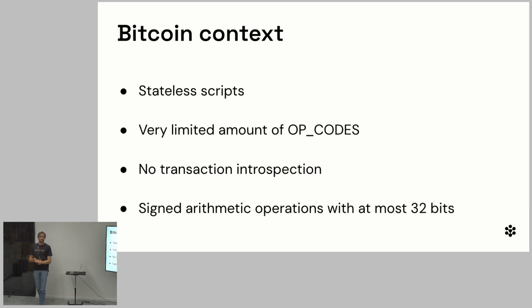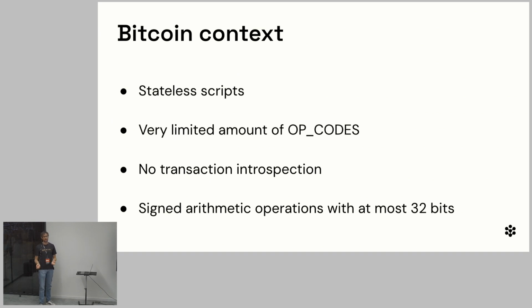So, the Bitcoin context. As you may know, if you have ever coded in Bitcoin, Bitcoin is not like Ethereum or other blockchains that have smart contracts and are really expressive. In Bitcoin, we have stateless scripts, so we don't have the concept of database or state or the capacity to pass variables from one transaction to the other. We have a very limited amount of opcodes, meaning that we are not even able to multiply or concatenate or do meaningful things, so we are extremely limited.